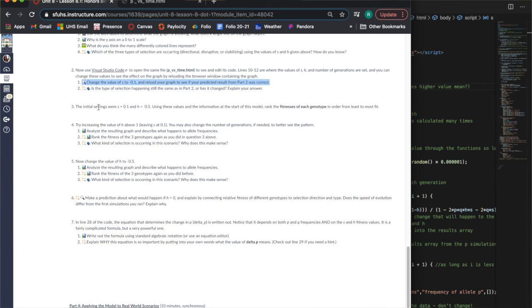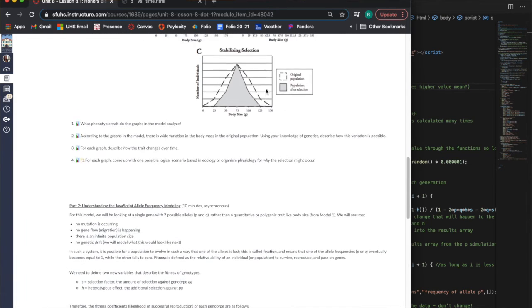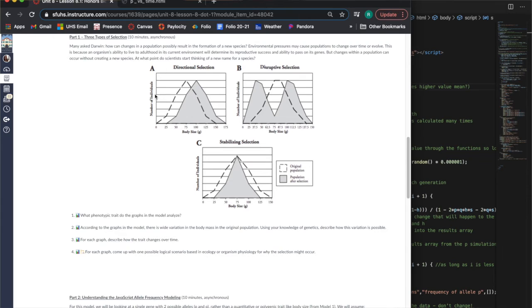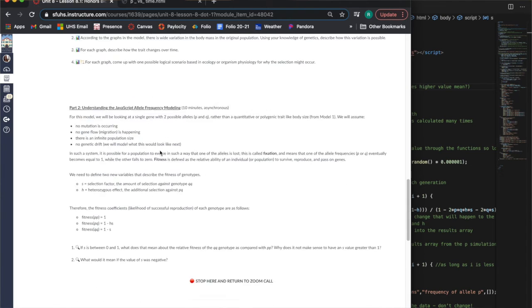So, what can we confirm? We can confirm that my prediction from part 2 is correct, and the type of selection that is happening is still the same as in part 2. It's still directional, but it's directional in the other direction. So now instead of going towards the large allele, we're shifting away from the large allele to the smaller allele, and thus we're fixing P out of the population and solidifying or fixing Q into the population.